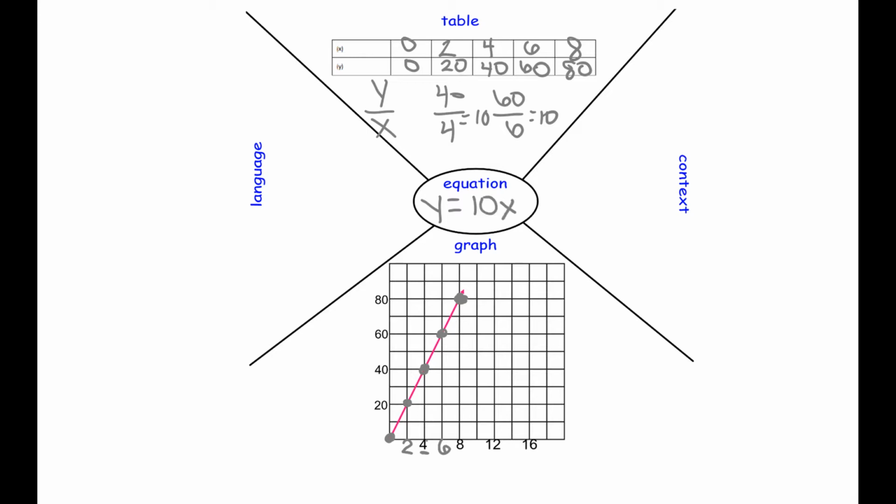Now, let's talk about the context. Sometimes kids have trouble figuring out context. We just need to think about something that grows by 10. A lot of times you can think about money, like it could be earning $10 per hour. It could be gaining 10 things every day. So it could be that you are earning money.